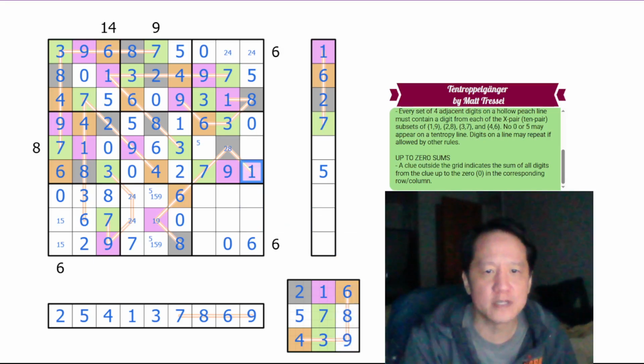Which means this can't be 8 here. This is 2, so we're missing an 8 here. That leaves this as a 5 and this as a 4. 4 eliminates 4 here, so it's 2 and 4.